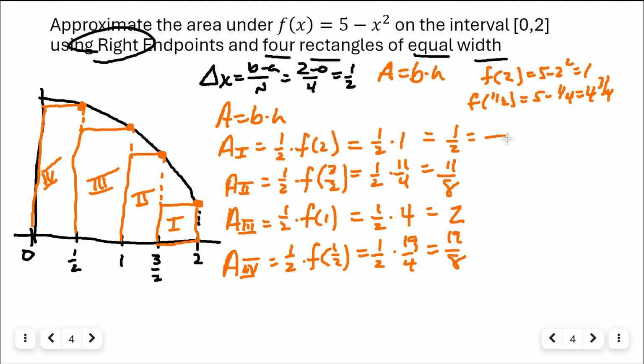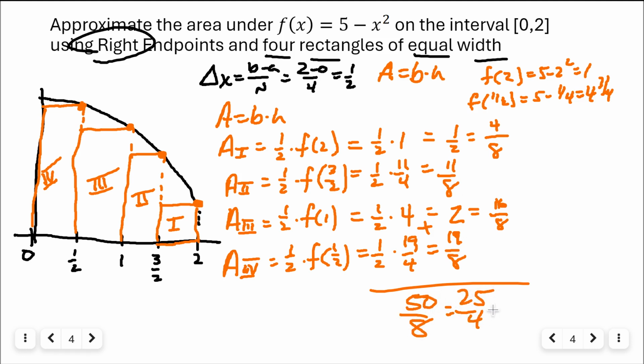So let's turn these into 8s. That would be 4 over 8, 11 over 8, 2 is 16 over 8, and 19 over 8. We're going to add these 4 together and see what we get. So that's 20 and 30, so that's 50 over 8, which you can reduce to 25 over 4, which is 6 1/4. So the area underneath the curve using right endpoints is approximately 6 1/4. Okay? So the area of this function from 0 to 2 is approximately 6 1/4.